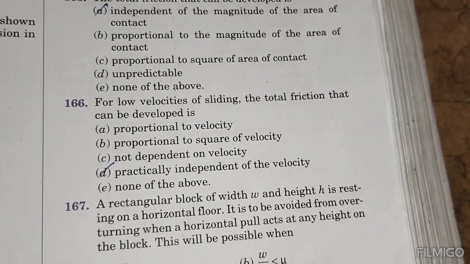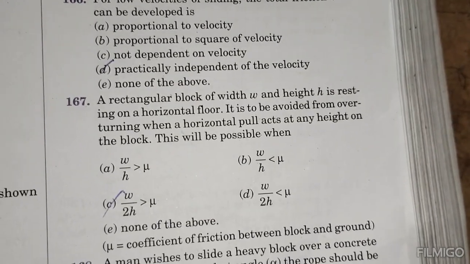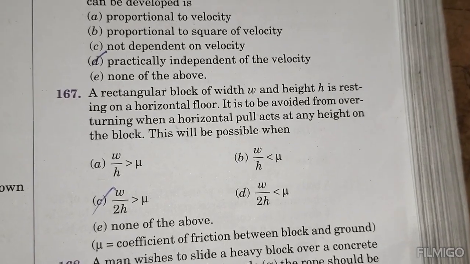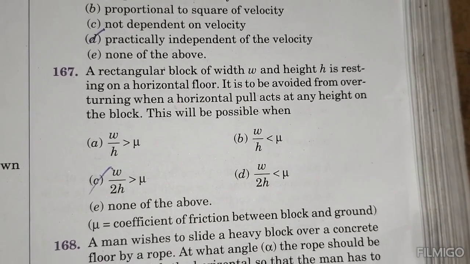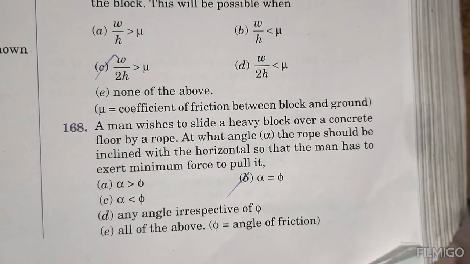For low velocity of sliding, the total friction that can be developed is practically independent of the velocity. A rectangular block of width W and height h resting on a horizontal floor is avoided from turning when a horizontal pull acts at a height of the block. This will be possible if W by 2h is greater than mu.